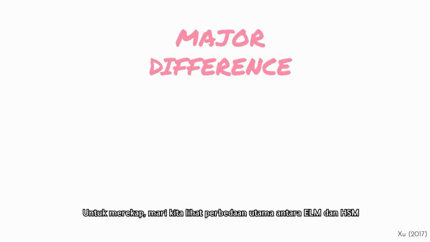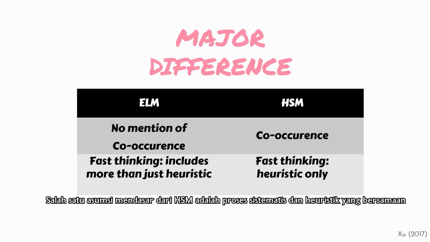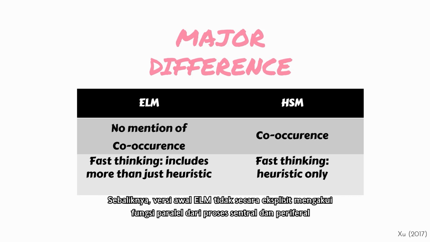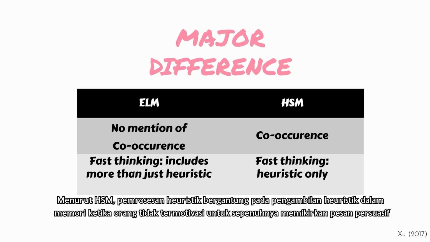To recap, let's look at the major differences between the ELM and HSM. One fundamental assumption of the HSM is the co-occurrence of the systematic and heuristic processing. In contrast, the early version of the ELM did not explicitly acknowledge a parallel functioning of the central and peripheral processing. Another major difference between the ELM and the HSM lies in the distinctions between peripheral processing and heuristic processing. According to the HSM, heuristic processing depends on the retrieval of heuristics in memory when people are not motivated to fully think about the persuasive messages.